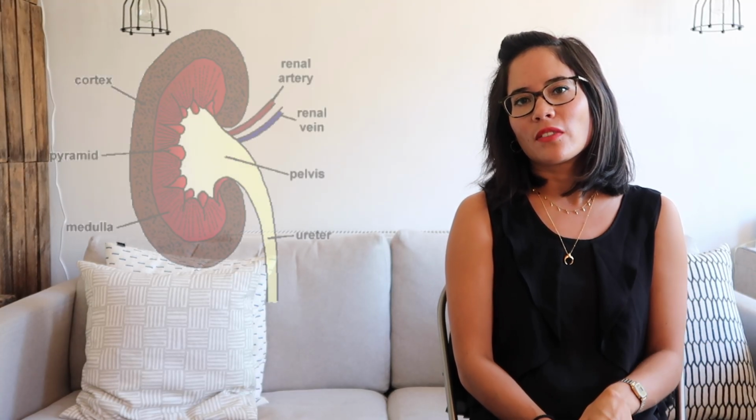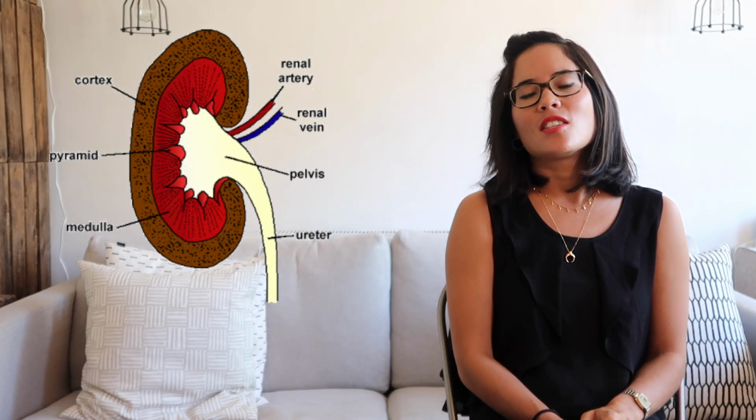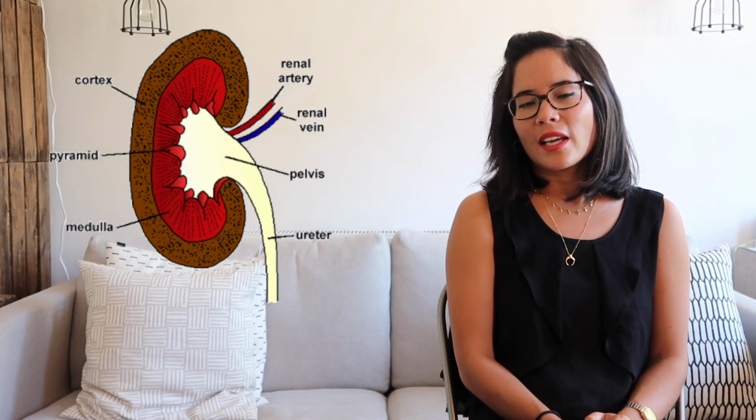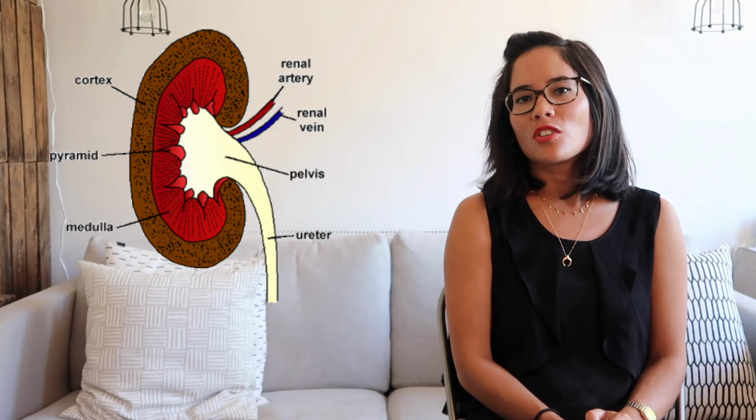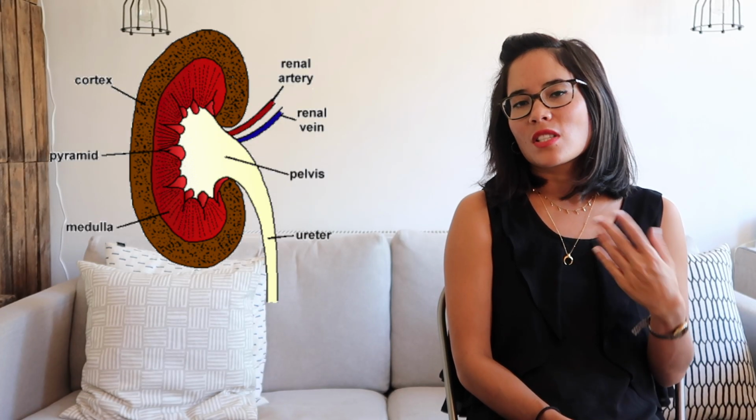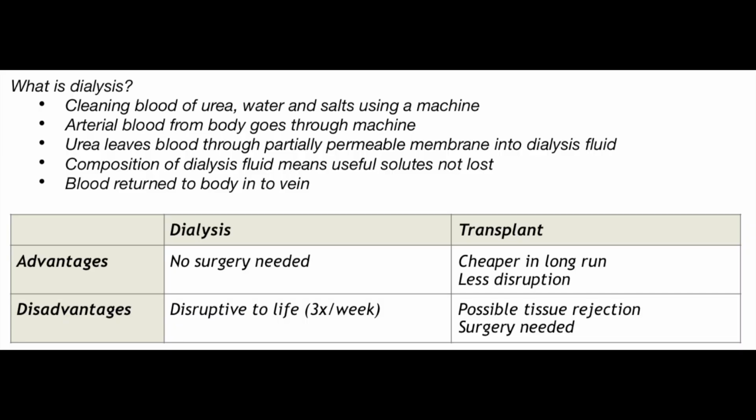Looking at the general structure of a kidney, you can see the outermost layer is known as the cortex, the middle layer is known as the medulla, and then the ureter passes out, and then we've obviously got the renal artery and the renal veins supplying and removing blood.